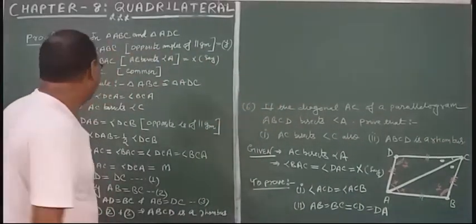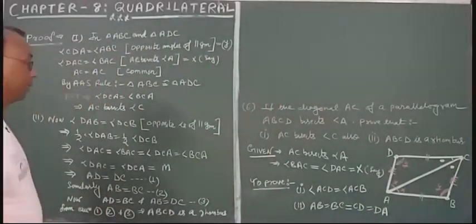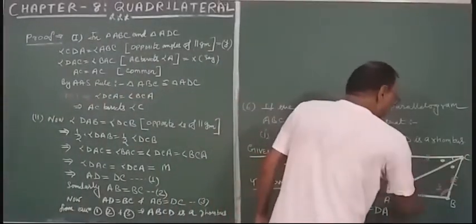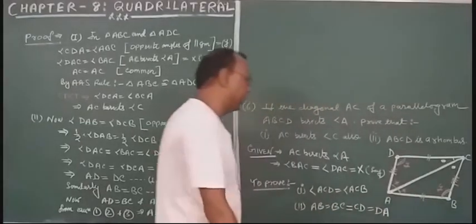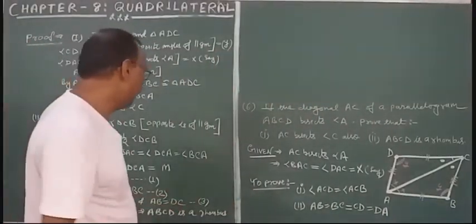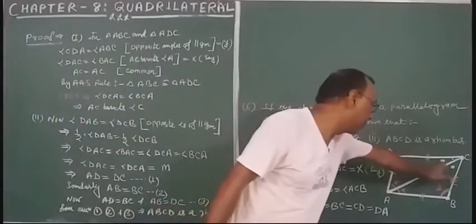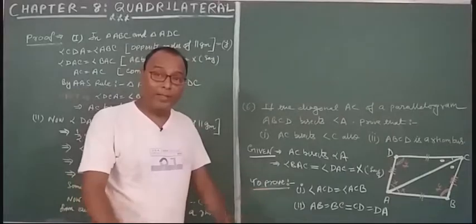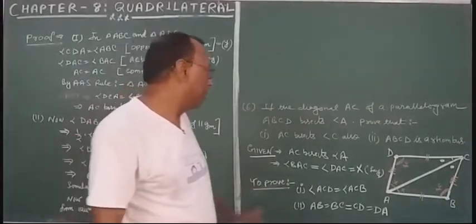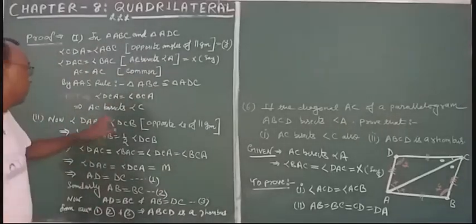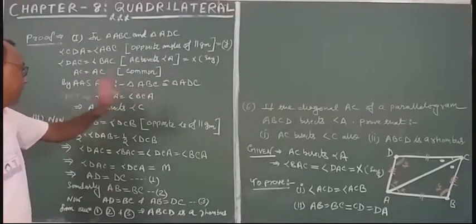So what will happen? Therefore, by CPCT, angle DCA will be equal to angle BCA. These two angles will be equal from the CPCT. So this is the first part. It means the diagonal AC also bisects angle C.